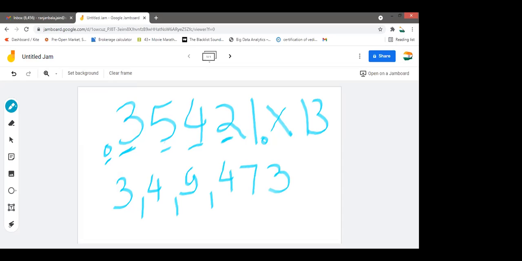So simple. Now add. 3 plus 1, 4. 4 plus 1, 5. 9 plus 1, 10. 10 came, so 0 and carry 1. 4 7 3. And this 6, 5 and 1 are added together. So it will become 460473.